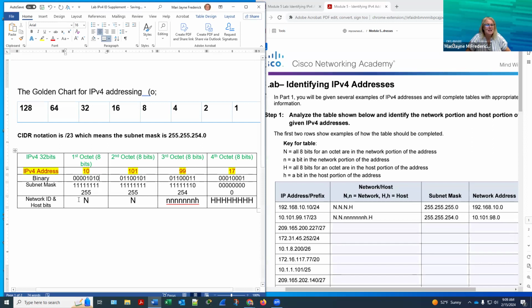There we go. So the first 4 are going to be 0 because 128 doesn't go into it. 64 doesn't go into 10. 32 doesn't go into 10. 16 doesn't go into 10, but 8 does. So it's going to be on. So we'll put a 1.